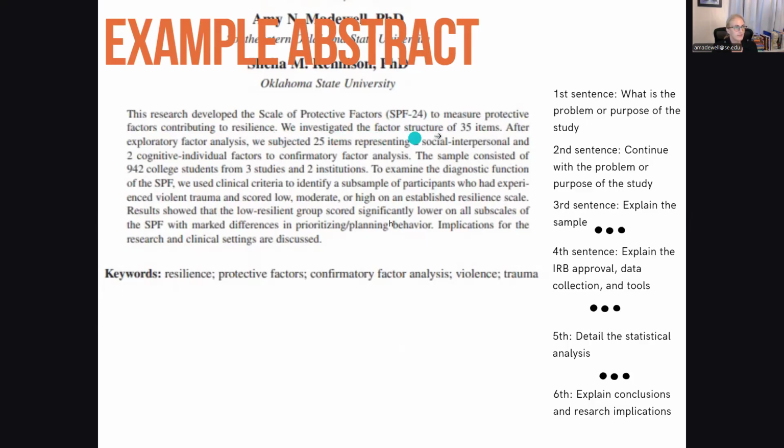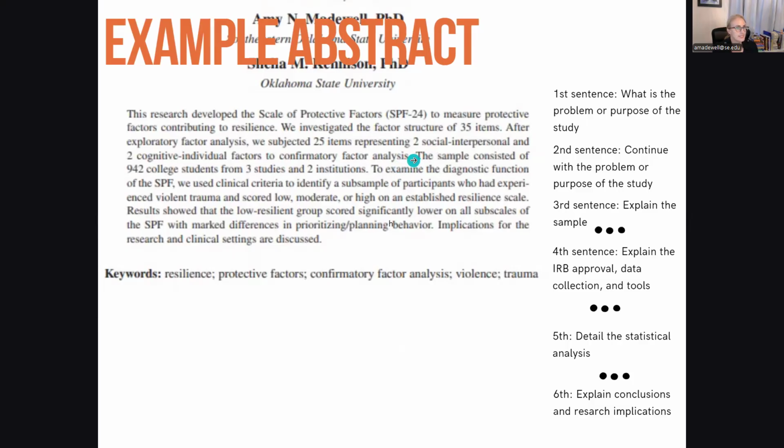We investigated the factor structure of 35 items. After exploratory factor analysis, we subjected 25 items representing 2 social interpersonal and 2 cognitive individual factors to confirmatory factor analysis. Now, this abstract is talking about how we made the scale of protective factors. It's probably not the best example. I just picked the first one in my drive here.